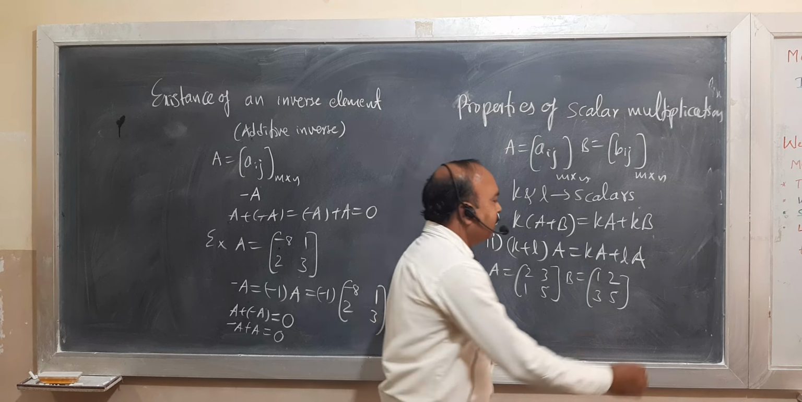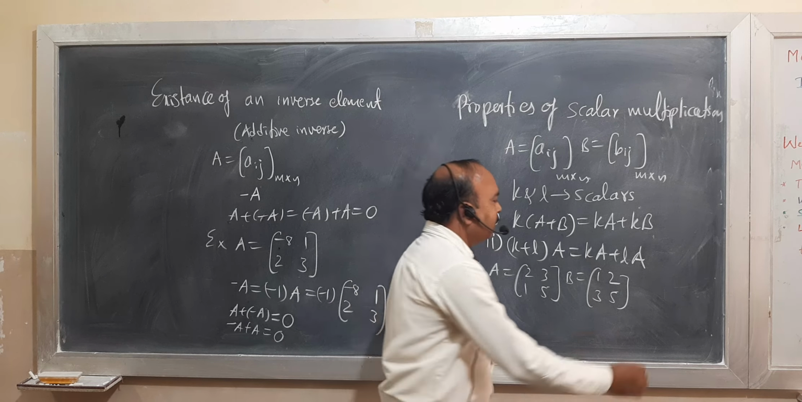2 plus 1 is 3, and 3 plus 2 equals 5, and 1 plus 3 equals 4, and 5 plus 5 equals 10. Again it is scalar multiplication. Now by scalar multiplication we multiply that 2 with 3, 5, 4, 10. Then you get k times of (a plus b). K times of (a plus b) equals, you multiply every element of this matrix by 2.